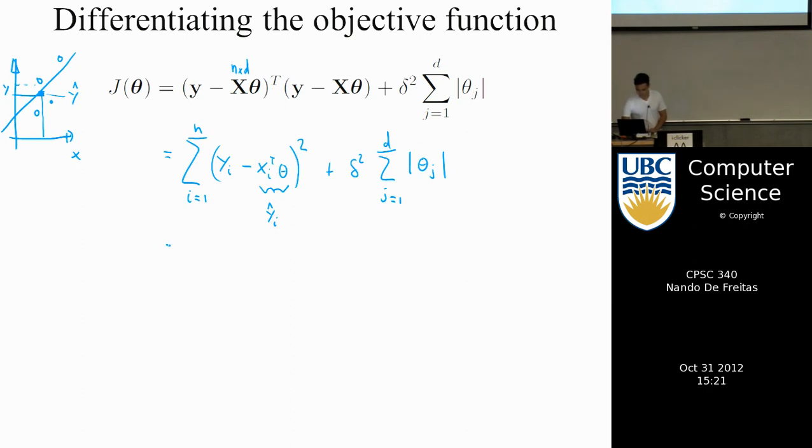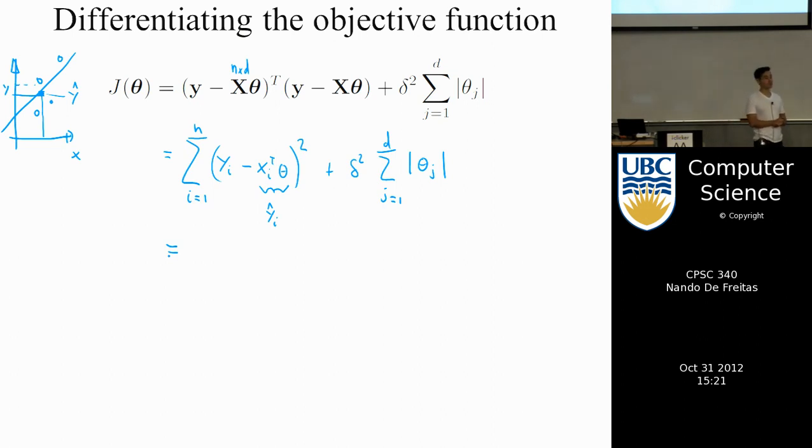I'm going to rewrite this also in the following form. I'm going to take the derivative. My intent is to find a derivative with respect to just one single theta. I'm going to call that theta, theta j.